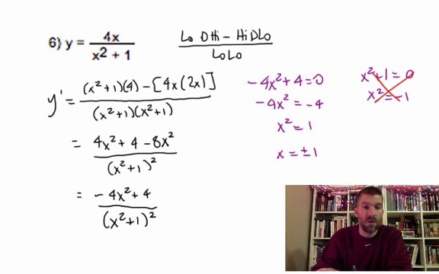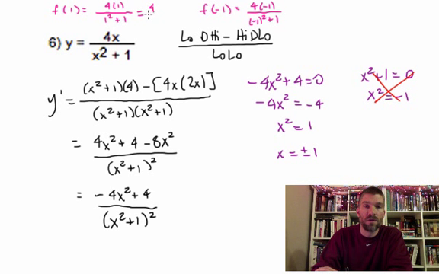If we want to know the exact point that these values occur at, then we would say, hey, we want to know f of 1, which is 4 times 1 over 1 squared plus 1, and we would want to know f of negative 1, which is 4 times negative 1 over negative 1 squared plus 1. So we're going to end up with 4 over 2, which is 2, and negative 4 over 2, which is negative 2. And these give us our extreme values for this problem.